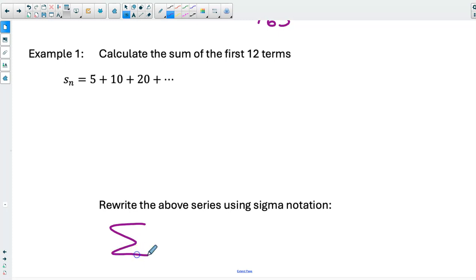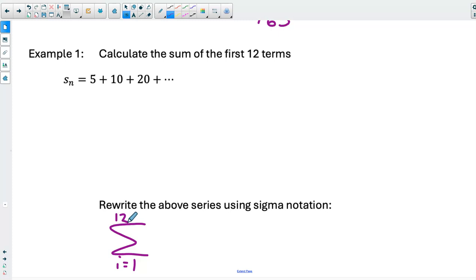So I got sigma right here. I'm going to use i's today. You can use n, whatever you want. We've talked about that. But I'm going to use i, so I'm going to say i equals 1. And if I'm writing sigma, I'm always starting at 1. Then I look up here, and it tells me calculate the sum of the first 12 terms. So that means 12 is going right up top here.